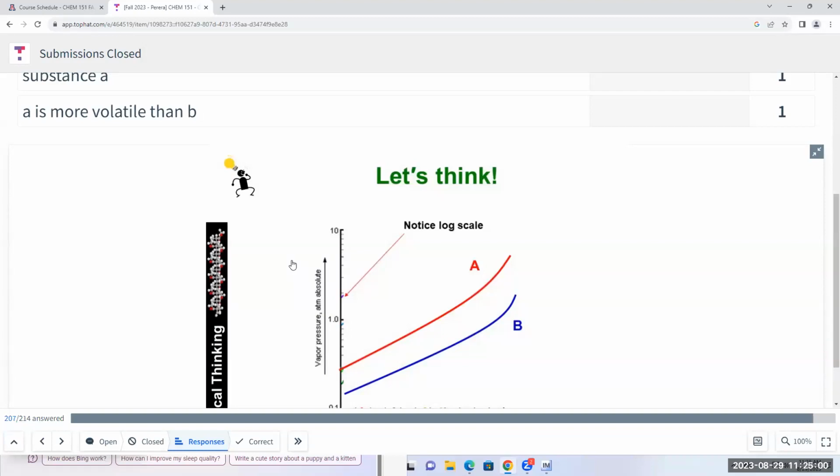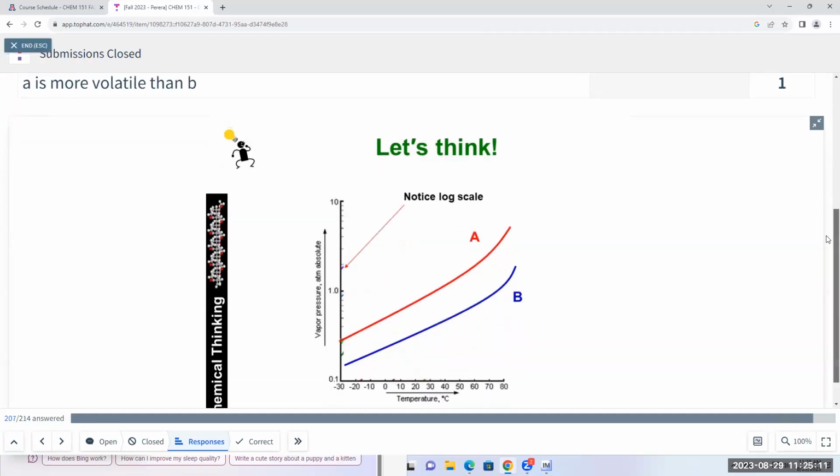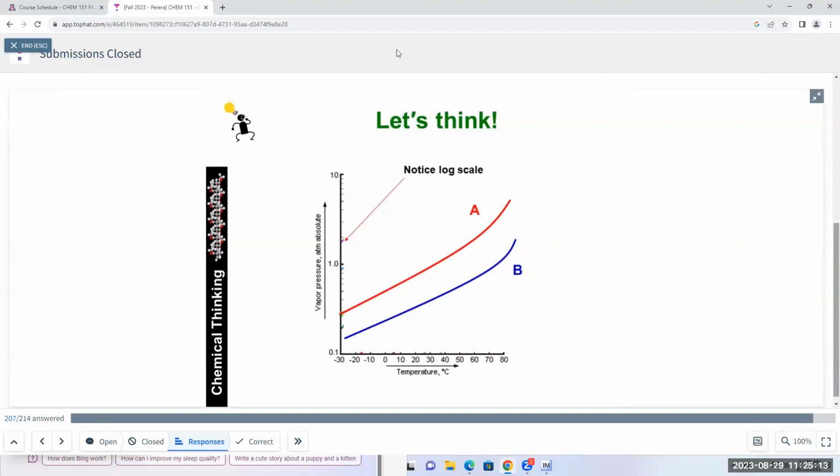Okay. So it reaches 1 atm at a lower temperature. That's a good way of looking at it too. Charlie, what you said was, if you look at A, let me draw that. This is the 1 atm line, right? Substance A reaches 1 atm pressure, vapor pressure, at a very low temperature compared to substance B. Substance B is around this much. That's a good observation.